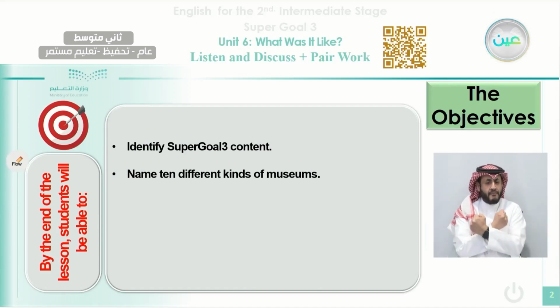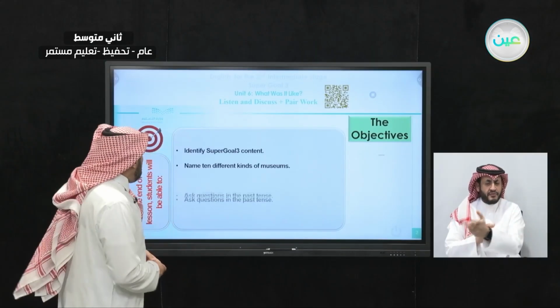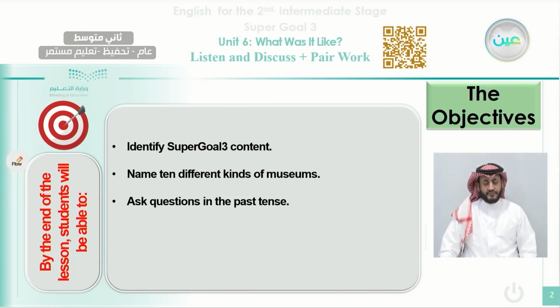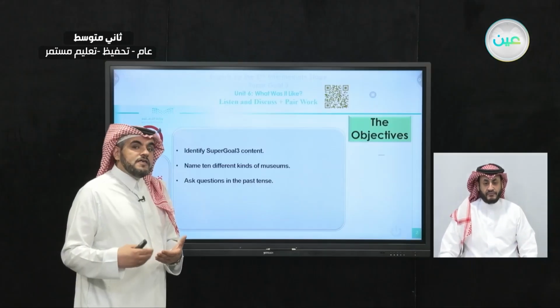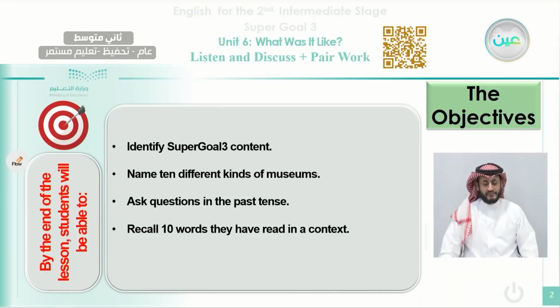We'll study about museums, and you will learn what museums are. Also, the student will be able to ask questions in the past tense: how to ask about things, actions, and how to ask about adjectives. Also, the student will be able to recall 10 words they have read in the context.